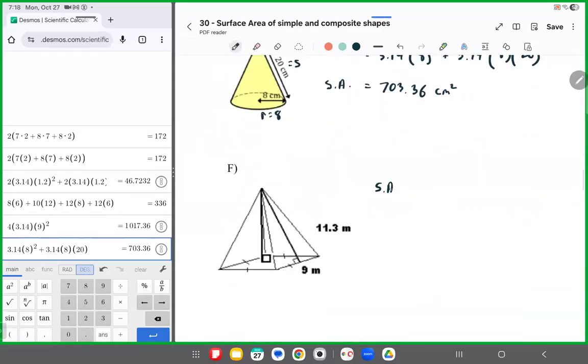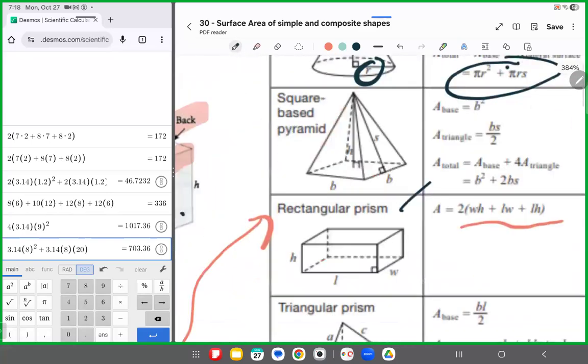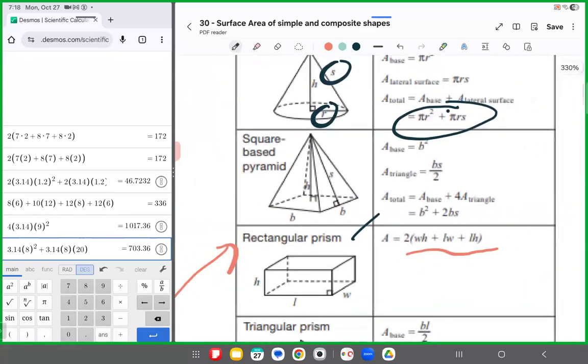So the surface area is equal to b squared plus 2 times bs. So s will be the slant and b will be the 9. You might be wondering, where does this formula come from? Well, the area of each individual triangle is just going to be the base times the slant, divided by 2. But keep in mind, there's going to be 4 of these. So one triangle is b times s divided by 2.